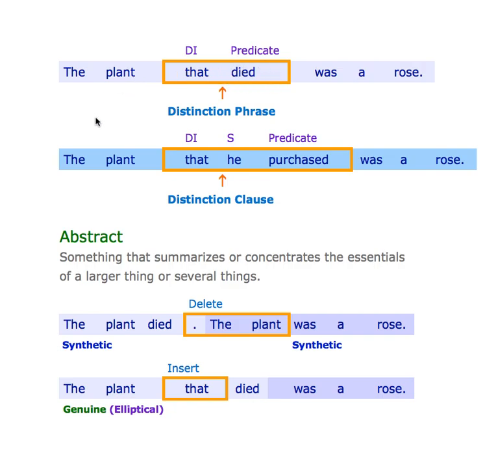Now down here we have a different sentence. The plant that he purchased was a rose. Okay, we have our distinction indicator. We made that clear. But now we have kind of a subject element in our little clause here, and we have kind of a predicate element. We have he purchased. So here we have a distinction clause, and here we had only a phrase. There was no subject here.